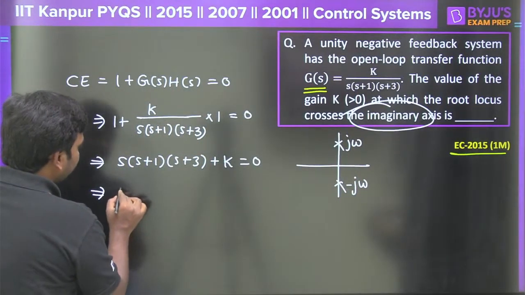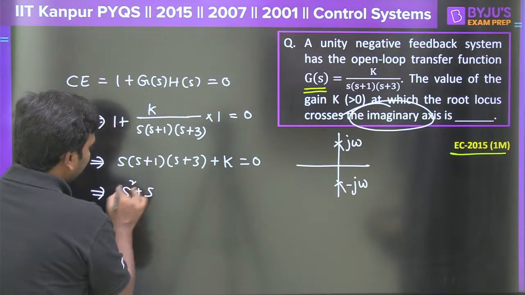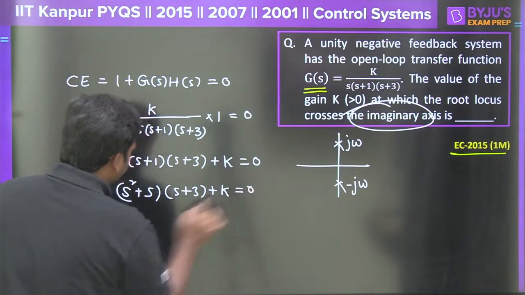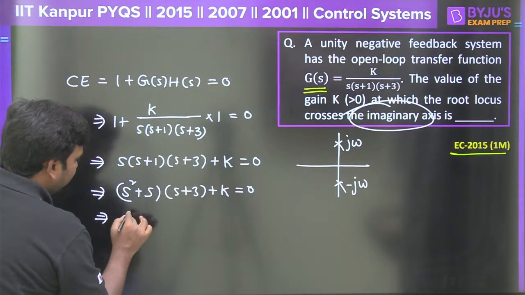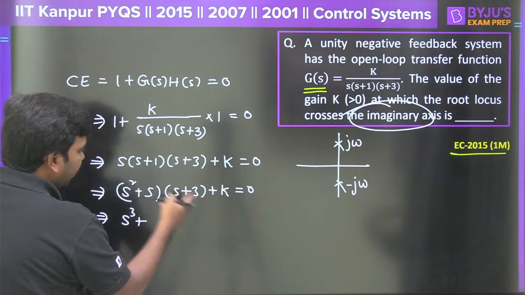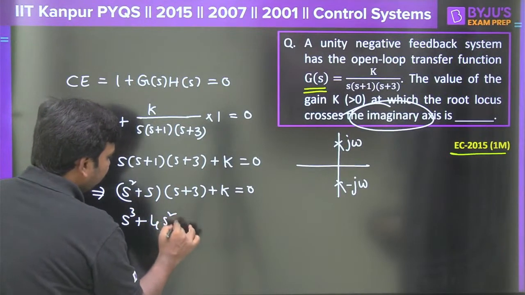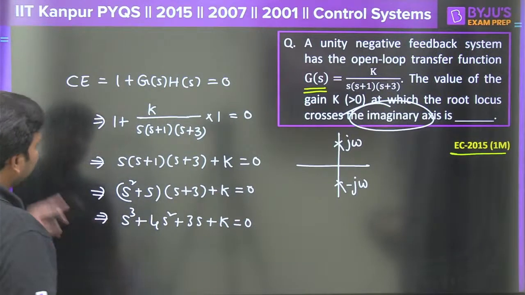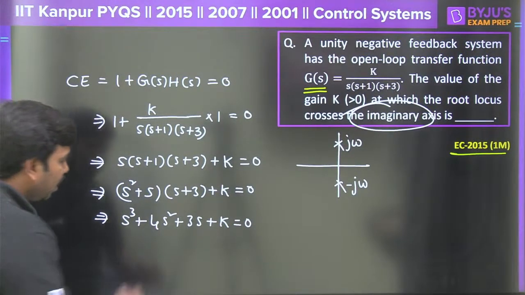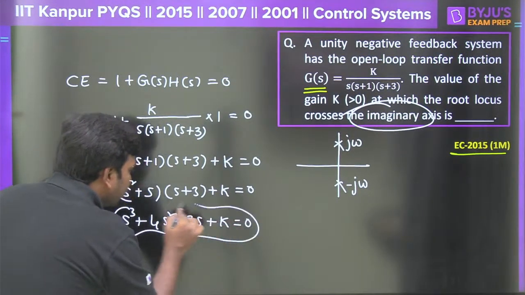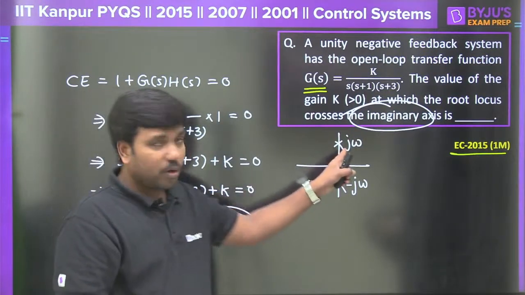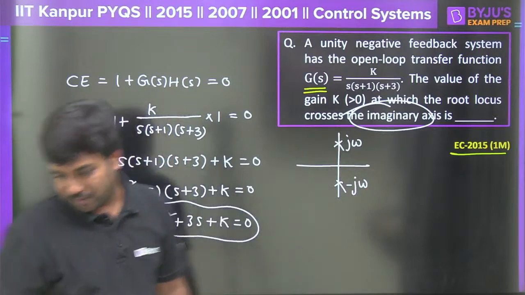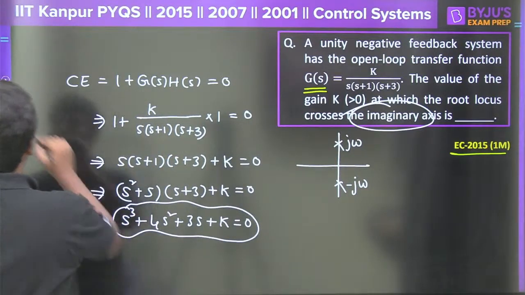Anyway, what is this value here? s square plus s, as I said, into s plus 3, plus k is equal to 0. So tell me, what is this value now? That is going to be s cube plus 4s square plus 3s plus k equal to 0. Now you must understand, this is a characteristic equation, and it should satisfy s equal to j omega if the root locus cuts the j omega axis. Clear?